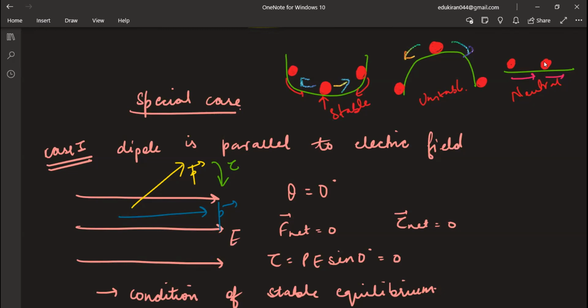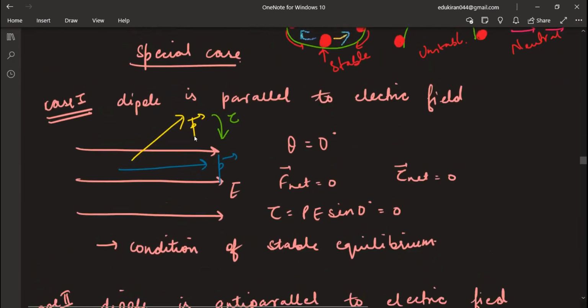In the same way, in the formula PE sine theta, we can keep putting in values of theta. If the dipole and electric field are parallel, theta will be 0 and torque will be 0. In this case, F net is also 0 and torque net is also 0, which means rotational equilibrium exists and translational equilibrium also exists. And in this case, if we displace the dipole, this blue one is the original position because it is parallel. If we displace the dipole moment, torque will bring it back. So this means this is stable. Our original position is being achieved.